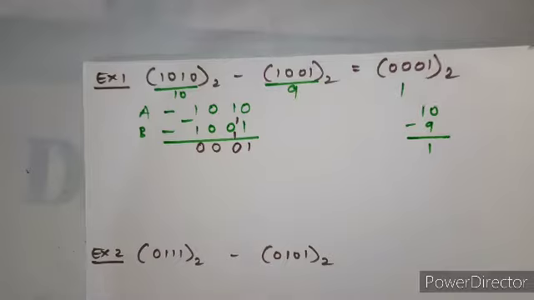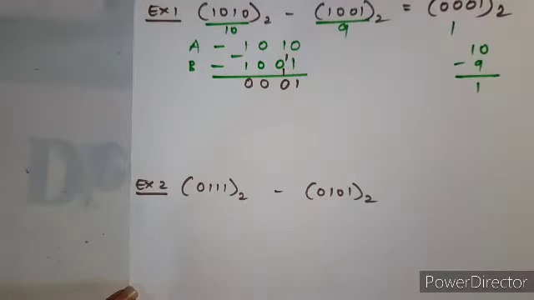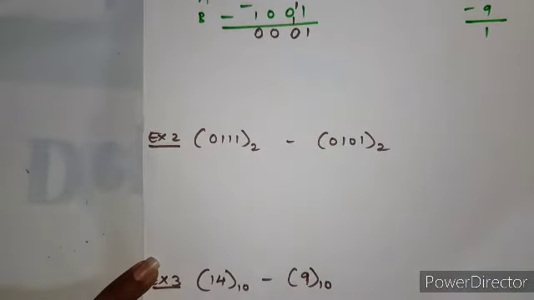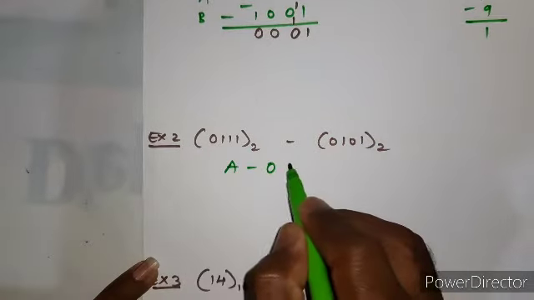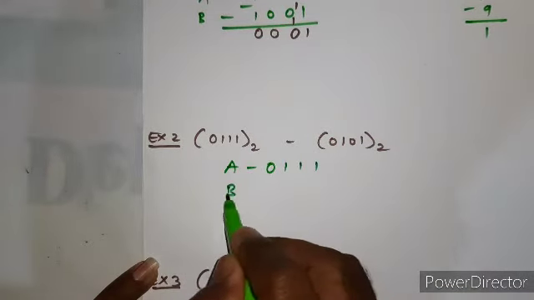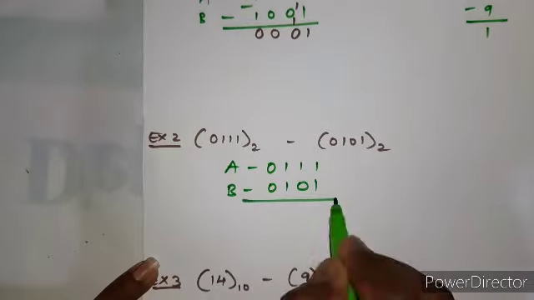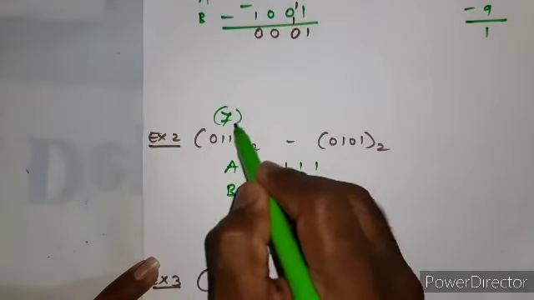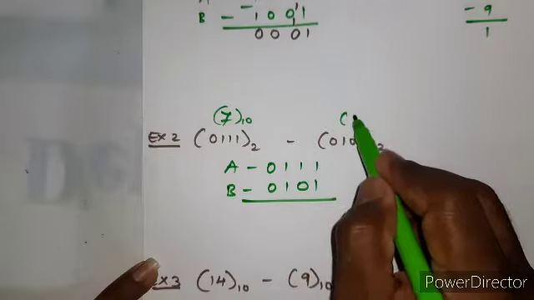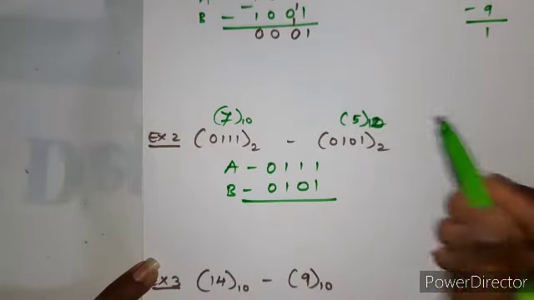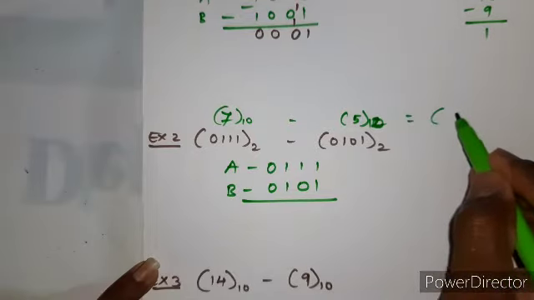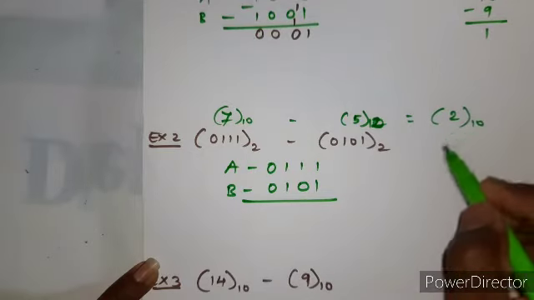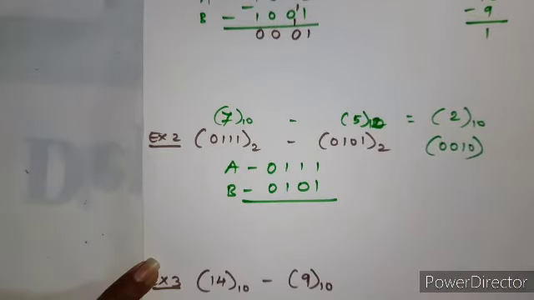Okay, so this is how binary subtraction in the direct method takes place. Let us try for this example. A is 0111 and B is 0101. So 0111 means 7 in decimal, and 0101 means 5 in decimal. So 7 minus 5, we get 2, and 2 in binary is 0010.